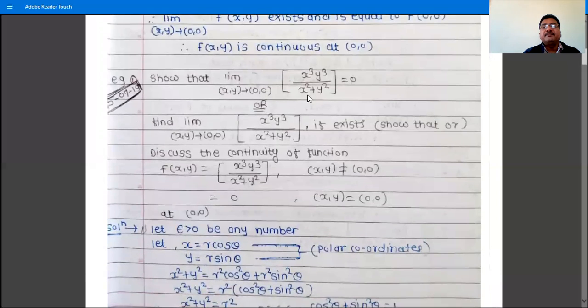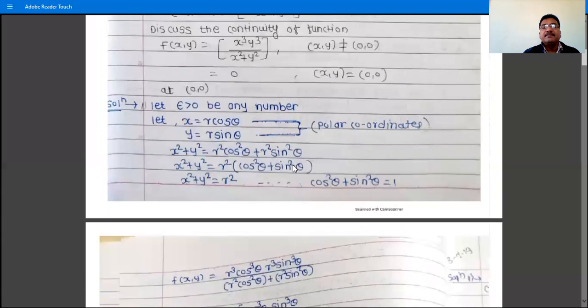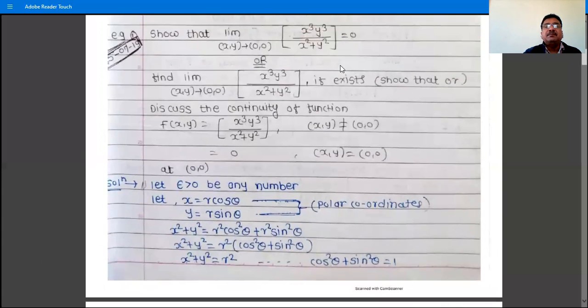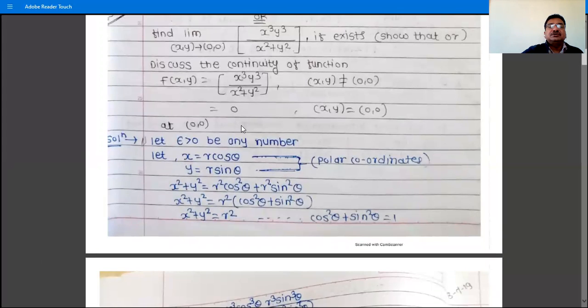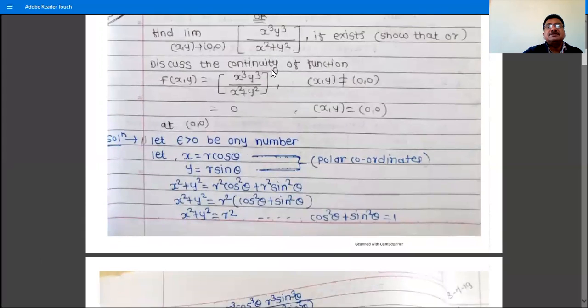So the next problem is x cube y cube divided by x square plus y square. We have to find the limit if it exists, and discuss the continuity of this function. Okay, so use polar coordinates. Sometimes polar coordinates are useful to show the limit exists. So this is another method to show the limit exists, by using polar coordinates. Since we have x square plus y square in the denominator, we have to use polar coordinates.